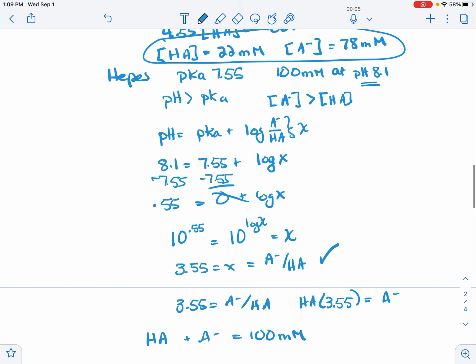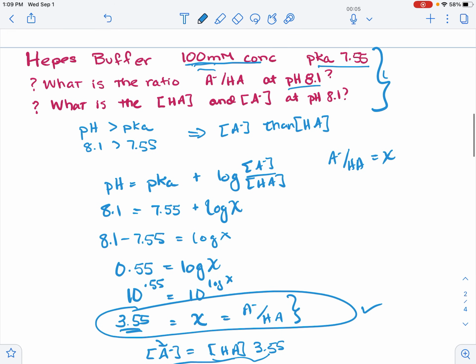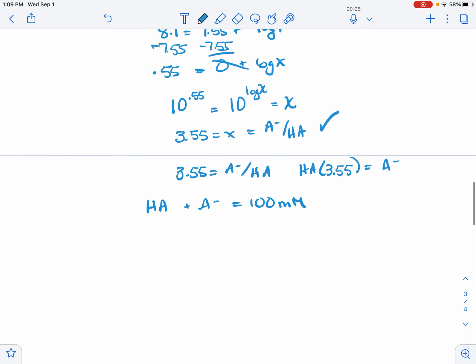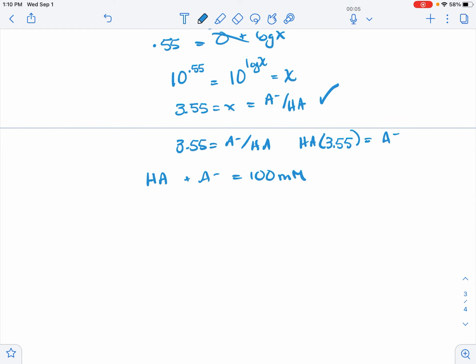And that was a given. Way up here, I said that my total concentration is this. If you're given the concentration of a buffer, and they don't specify components, we assume it's both weak acid and conjugate base added together. And so I am going to take this, because it's the same thing as A minus, and put it in there. So I have HA plus 3.55 HA equals 100 millimolar.